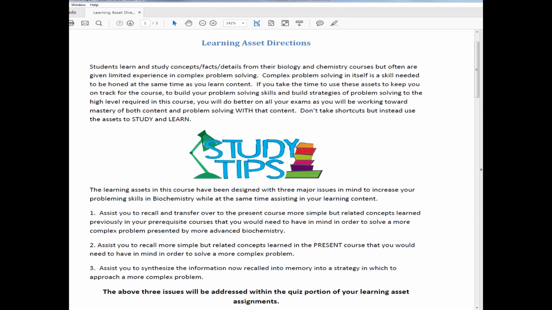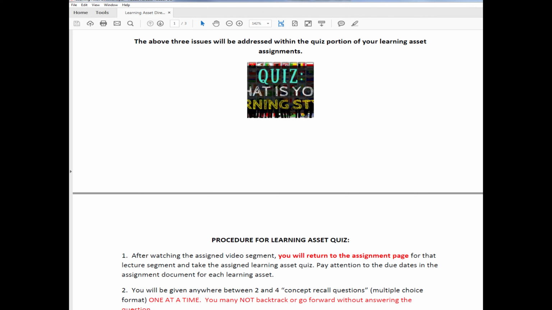There's a quiz portion of the learning asset, and then there's a discussion portion of the learning asset if you seem to be having a problem based on the quiz portion with this particular area of content. That's when you'll go to what we call a recitation discussion to help you clarify and strategize with a teaching assistant and your other colleagues until you get mastery of the subject area.